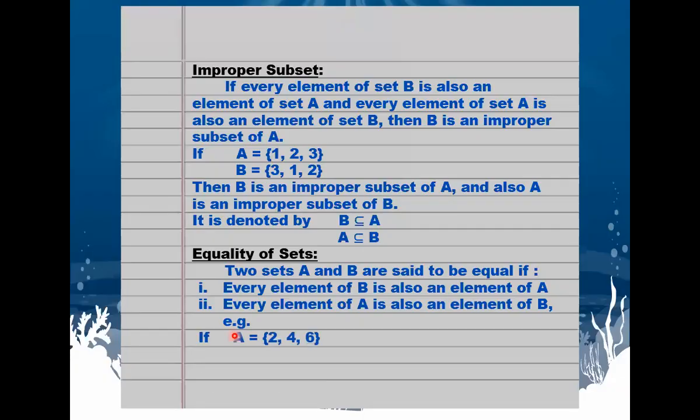For example, if A is equal to {2, 4, 6} and B is equal to {4, 6, 2}, then A is equal to B.